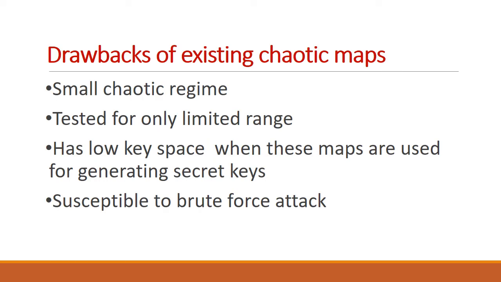So now we'll see what is the purpose of developing the new JSMP map. Though there are several chaotic maps existing, the maps like the logistic map, sine map, tent map, etc. exhibit a small chaotic regime. That is, though they are sensitive to initial conditions and produce unpredictable values, this is only for a short range of the control parameter.